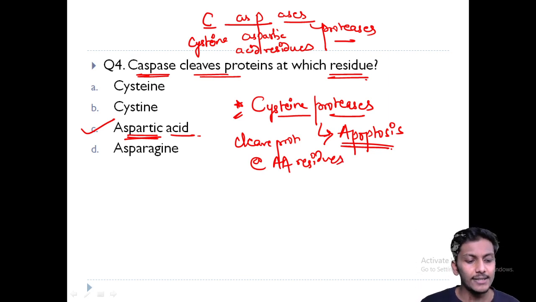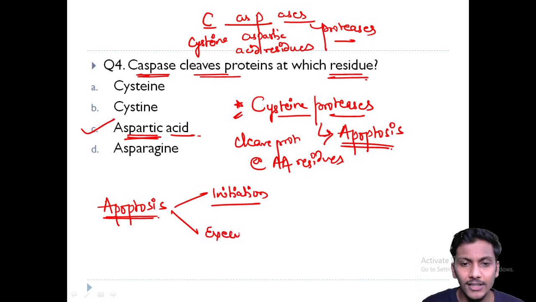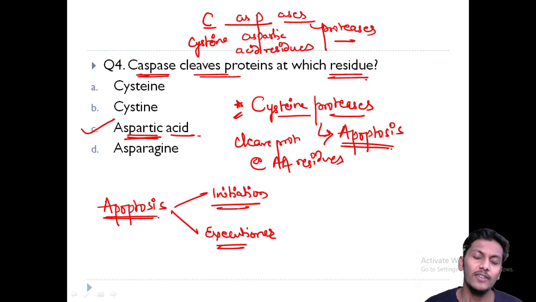Now I will just throw some light on apoptosis over here. As we all know guys, apoptosis is a programmed cell death which usually occurs in two phases. The first phase being the initiation phase, whereas the second phase being the executioner phase. What happens in the first phase? Just initiation of apoptosis, whereas in the second phase, the actual execution of the process.